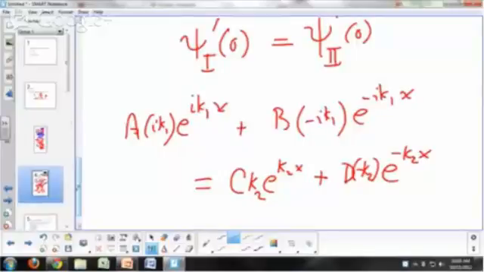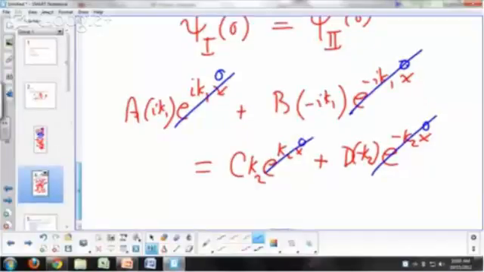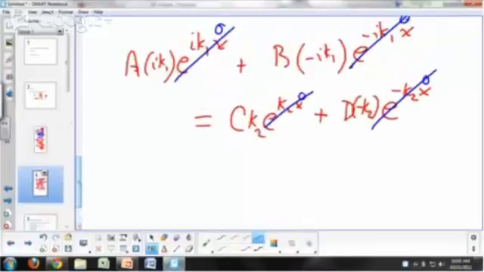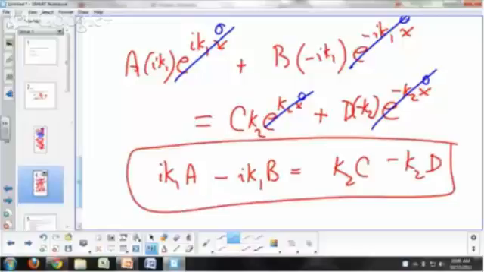All right. And what's our x here? Our x is 0, so this is 0, that's 0, that's 0, and that's 0. So that's just going to be 1, that's just going to be 1, that's just going to be 1, that's just going to be 1. So our second boundary condition, continuity of the first derivative at x equals 0, would say that i k1 a minus i k1 b must be equal to k2 c minus k2 d.